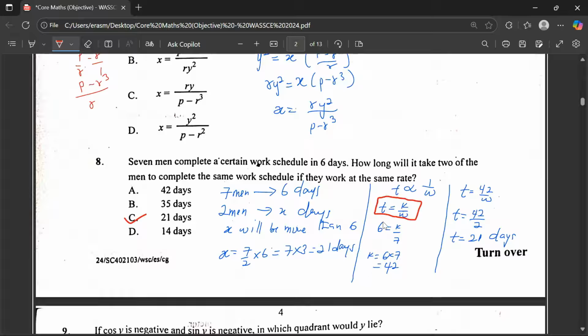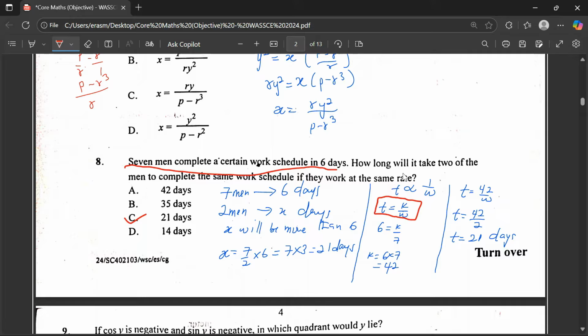And so 6 for time, and then 7 for the number of workers from this sentence. And then we make k the subject, and that is 6 times 7, which is 42. So the constant is 42. We're going to put k into this formula. And that is t equals k, which is 42 on w.